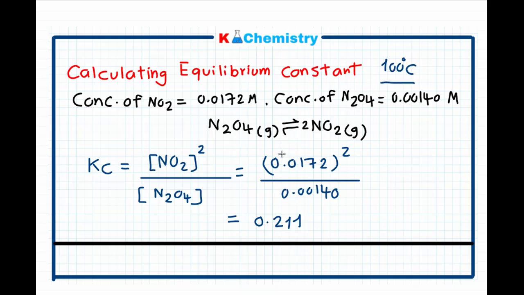having a fixed Kc. So if you change the temperature, the value of the Kc or the equilibrium constant will be different. It's also important to note that the equilibrium constant doesn't have any units. So I'll just say 0.211 at 100 degrees Celsius for this particular reaction. And let's try to calculate the equilibrium constant for another reaction.